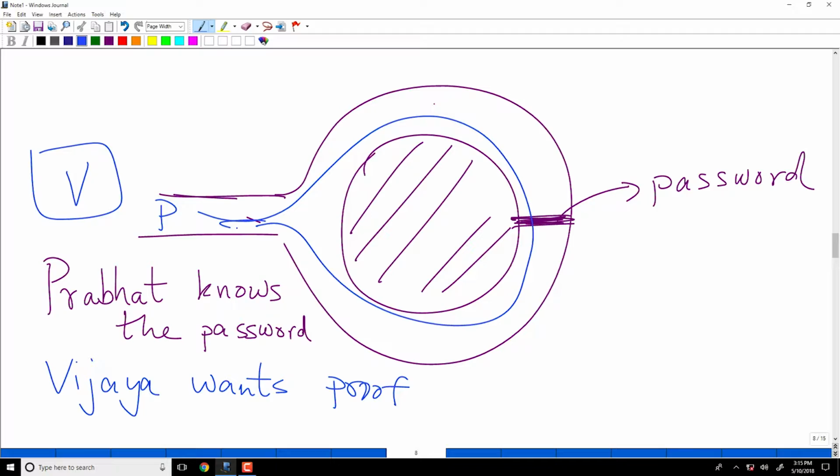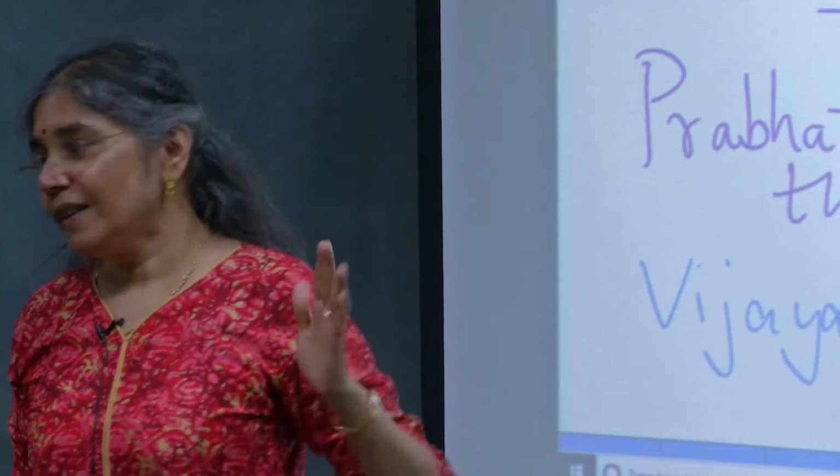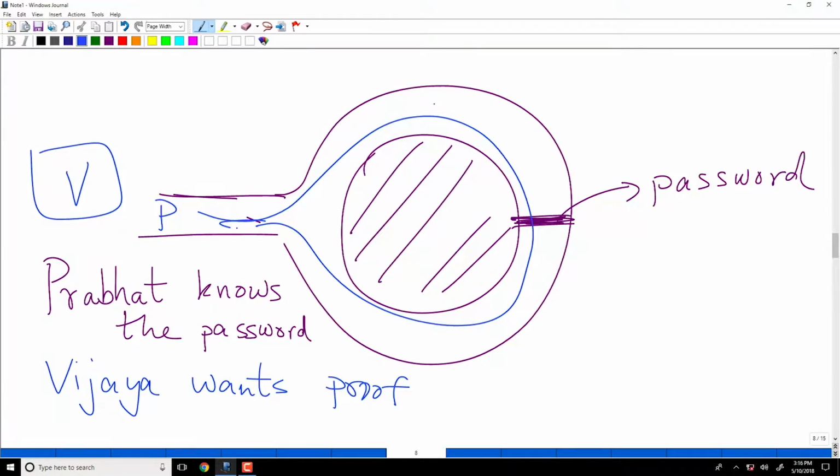So Vijaya is standing here waiting, Prabhat goes in, comes out the other way. Vijaya is completely convinced, yes, you must have had the password, otherwise you could not have done this. So this would also be an example of a zero knowledge proof, in the sense that having done this, Prabhat has not revealed to Vijaya any information about the actual password. In this case, the solution is the password. But if Prabhat actually has the password, he will always succeed in this test. So it is in that sense a zero knowledge proof.